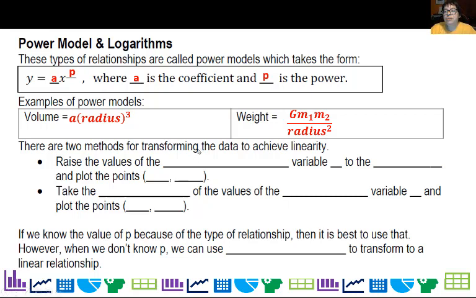All right, so there are two methods for transforming the data to achieve linearity. One, you can raise the values of the explanatory variable x to the power p and plot the points x to the p, y. Or you can take the pth root of the values of the response variable y and plot the points x comma pth root of y, which is what we did in the pizza example. So if we know the value of p because of the type of relationship where it makes sense, then that's what we should do. However, if we don't know p, we can actually use logarithms to transform to a linear relationship.